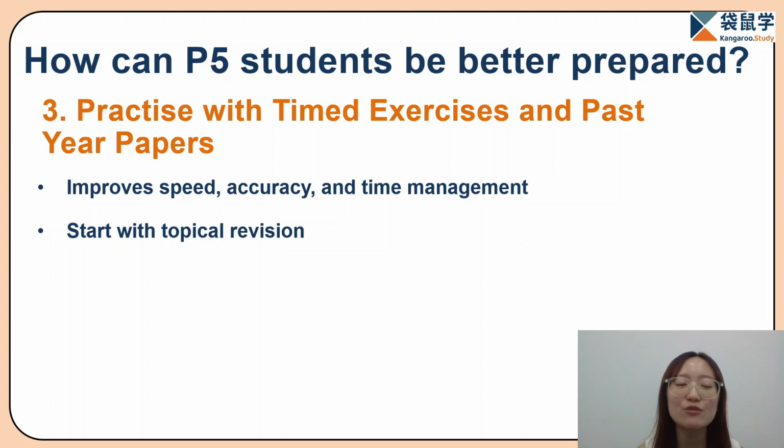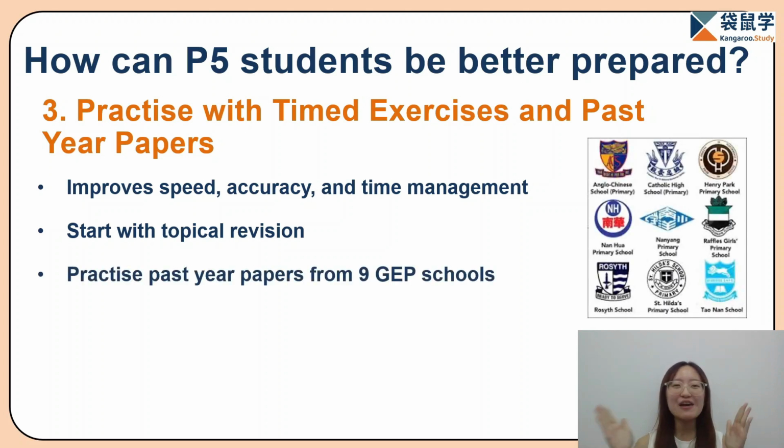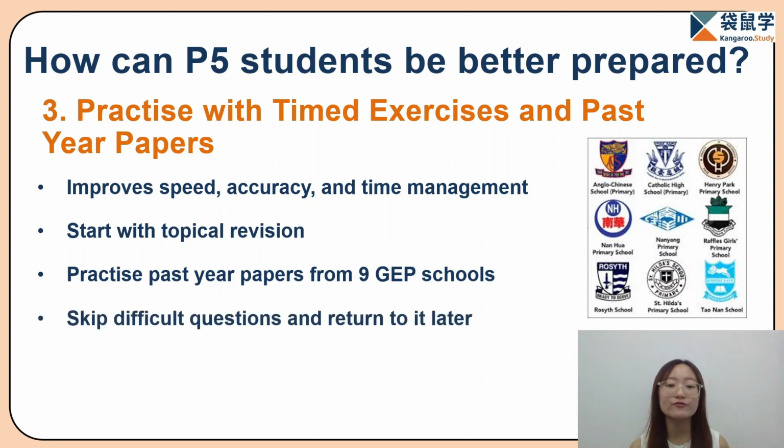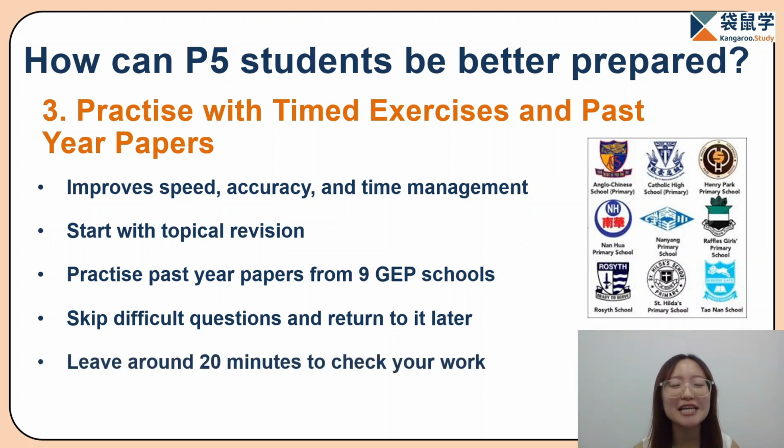Then students can move on to past year papers, and we recommend from the 9 GEP schools, which are on the right, because these papers will have an increased difficulty. Another tip regarding doing papers is to skip the difficult questions first and return to it after you are done with all the questions. This ensures that you have enough time to attempt all questions. And then, remember to also leave around 20 minutes to check all questions before you end the paper.